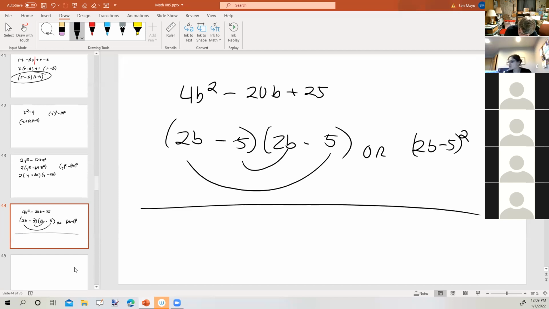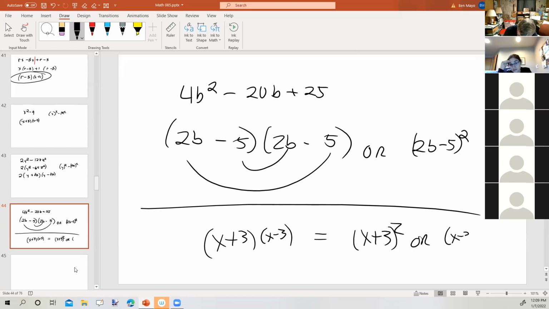Don't make this mistake. Don't take an answer that's the difference of 2 squares and write it like that or like that. You can't, because these 2 factors are not identical. So you can't do that. It's only when it's a perfect square, identical factors.